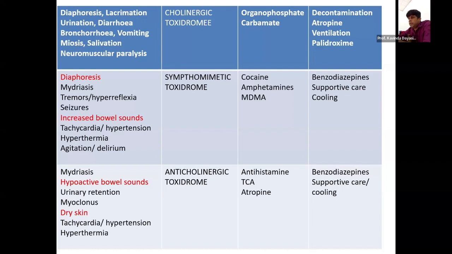Anticholinergic toxidrome has similar presentations, but the bowel sounds are decreased and the skin is dry, as compared to sympathomimetic toxidrome, where you have increased bowel sounds and increased sweating. The agents are also different. It can be a plant poison like atropa or datura ingestion, antihistamine ingestion, or atropine poisoning. And the management is mainly supportive care, benzodiazepines, and active cooling.